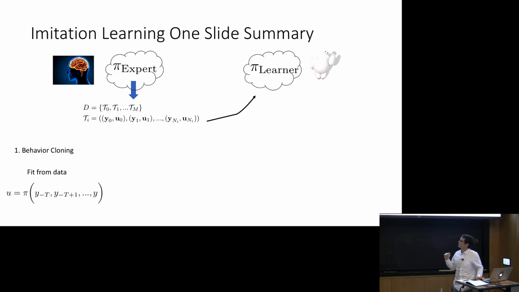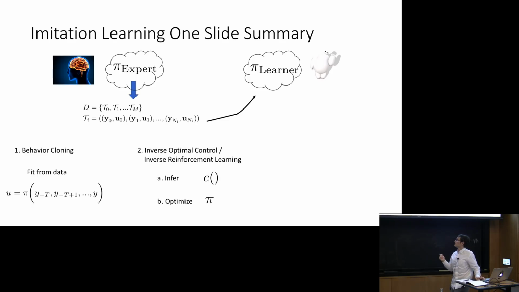The first is, I think, the most straightforward, which is behavior cloning, which means you basically just do supervised learning of the history of observations to a control action, right? It's just a supervised learning problem. And there's a lot of subtleties of getting it to work well, but it's pretty straightforward.